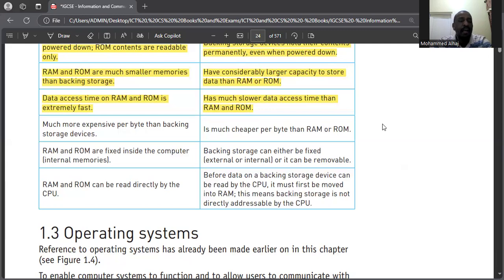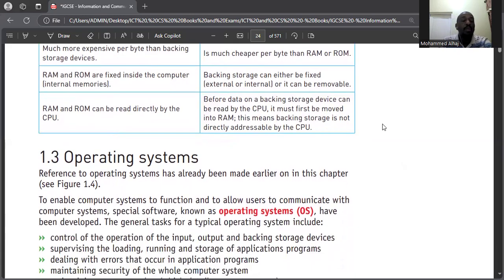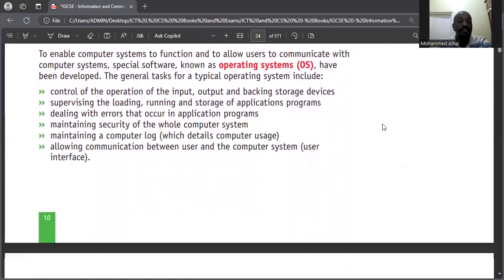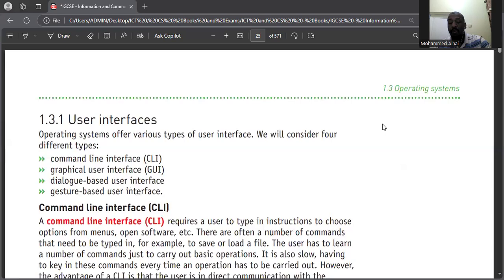Inshallah, in the next video, we'll start with 1.3, which is about the operating system, a very important topic. We're going to learn what the operating system is all about and the different types of interfaces that enable the users to access the operating system.